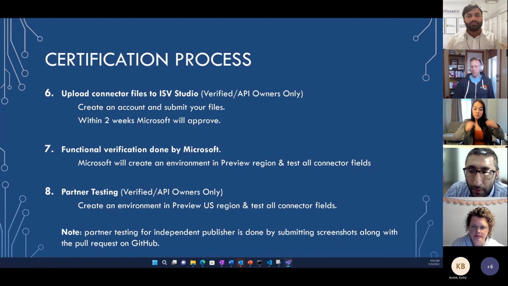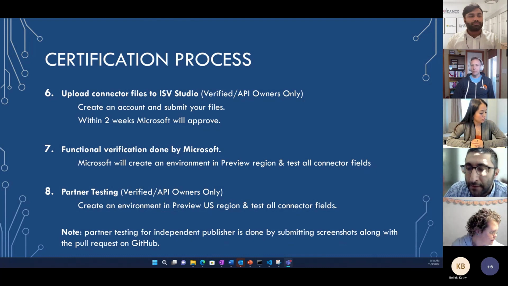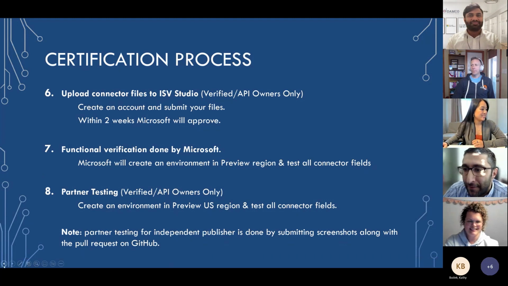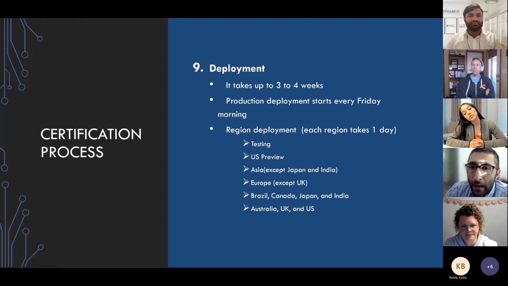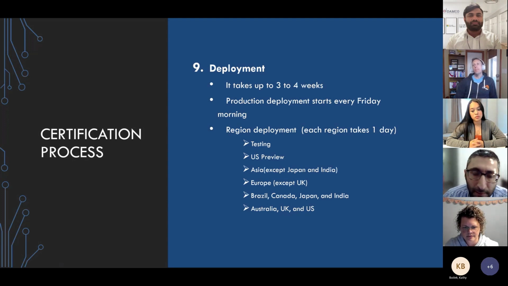For verified publishers, we will ask them in ICV Studio to go create an environment. And for creating this environment and testing your connector, you will need a valid Power Automate license. Now, next slide. After partner testing, and if your connector is working as you expect in preview region, you will confirm with our engineers in ICV Studio that you tested and the connector is ready for deployment. And this is the last step in the certification process.